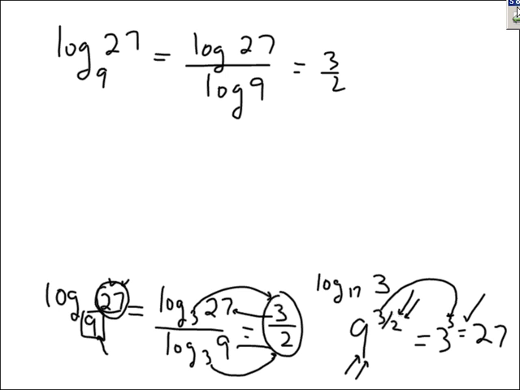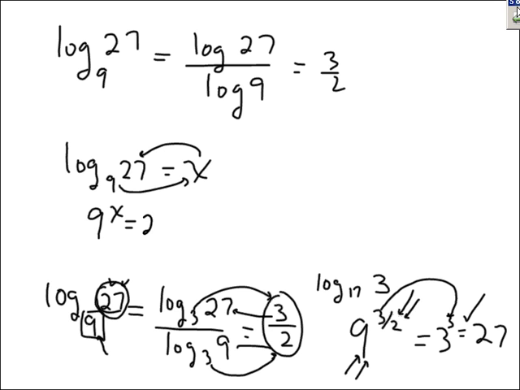The other method to do this is, if you have log base 9 of 27, call it x. This means 9 to the x is 27. Well, 9 and 27, I want them to have the same base. I have to raise the 9 to the x and the 27 to no power.